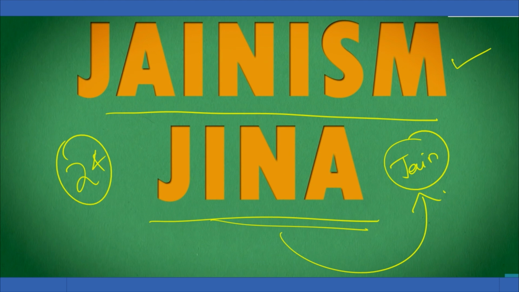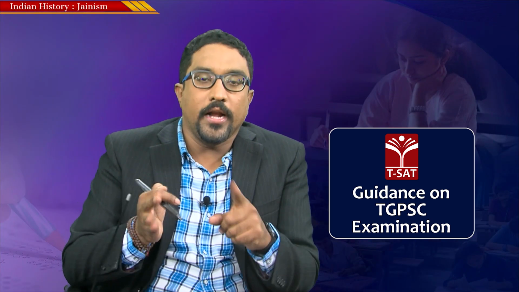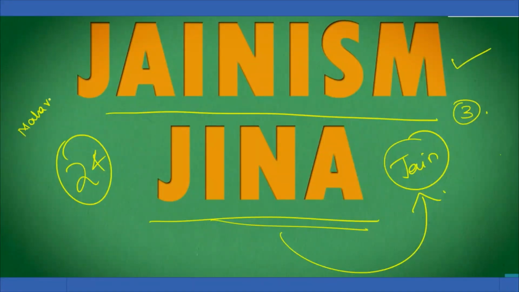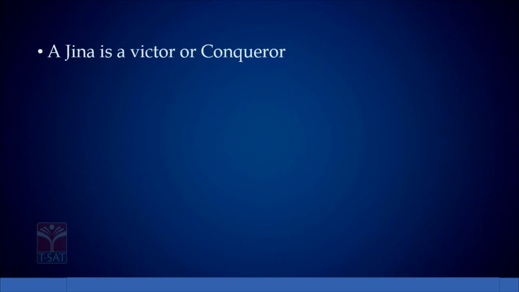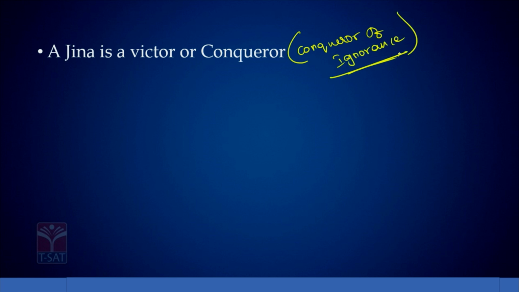Again I am repeating, major contributors, only 3 of them. Rishabhanada, 23rd Guru Parshavanada and 24th Guru Vardhaman Mahavira. And for many of you, you do know that Mahavira is actually the most popular Jain Guru. So, a Jina basically means a victor or conqueror. Basically, conqueror of ignorance. Jain is a follower of a Jina.